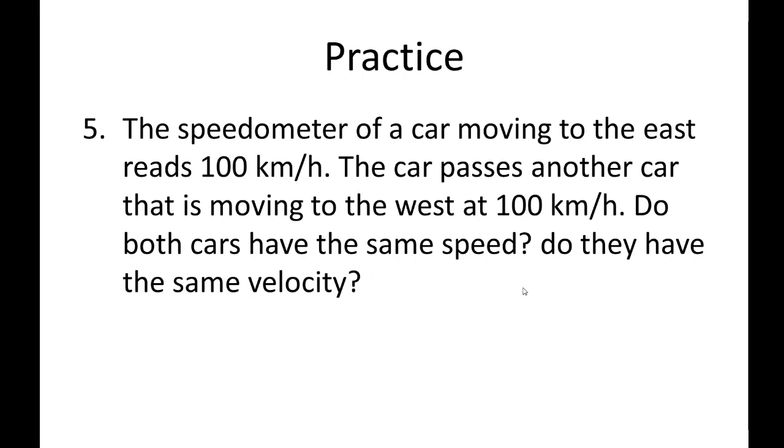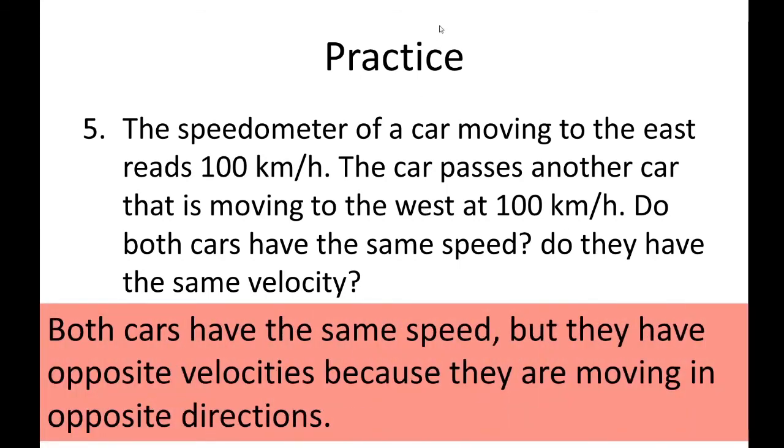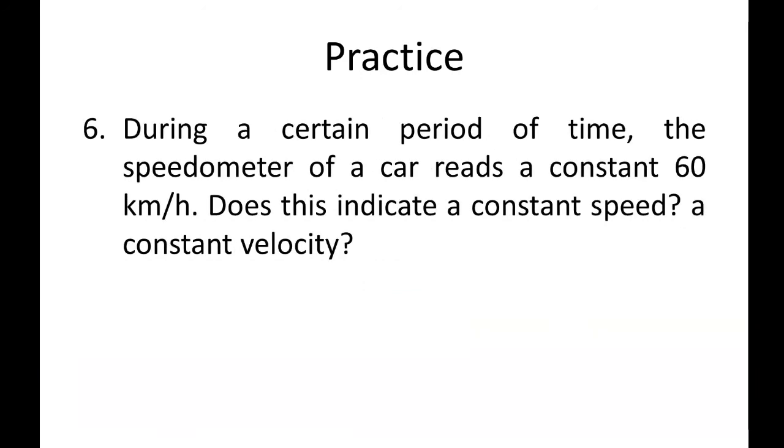Do they have the same speed? Yes, because their speed is 100 km per hour. Both of them have a speed of 100 km per hour. But do they have the same velocity? No, because one is moving to the east, the other one is moving west. Therefore, their velocities are opposite. So both have the same speed, but they have opposite velocities because they are moving in opposite directions.